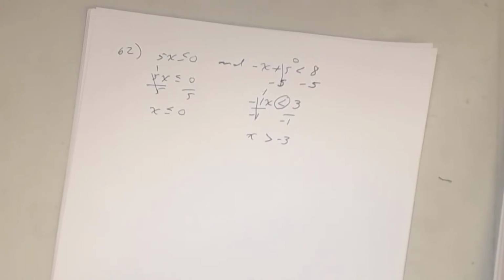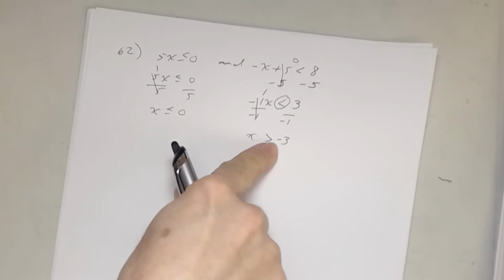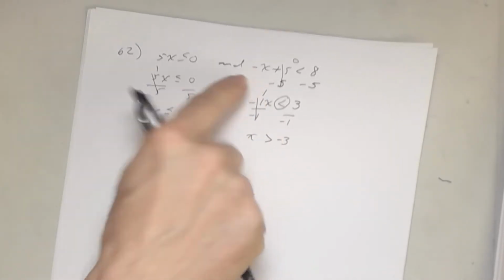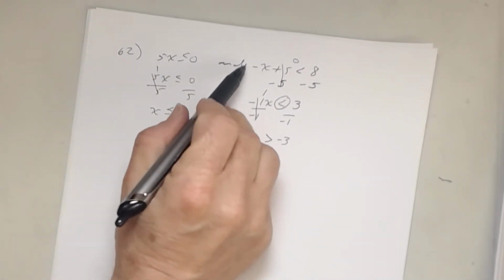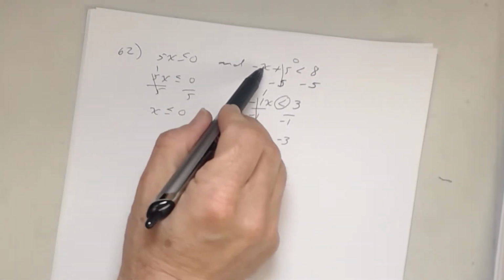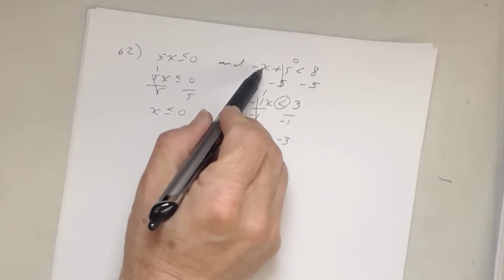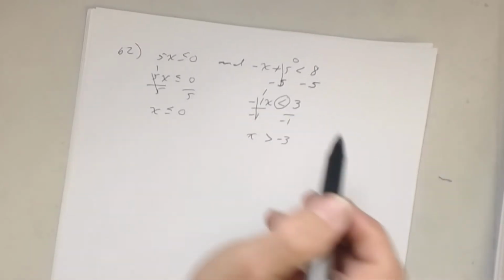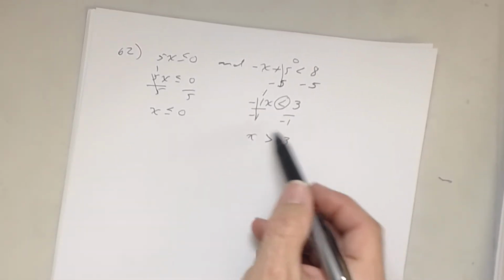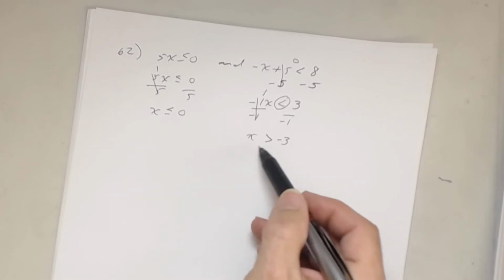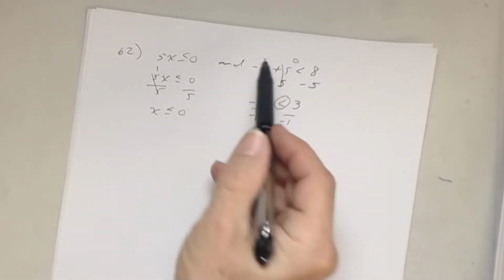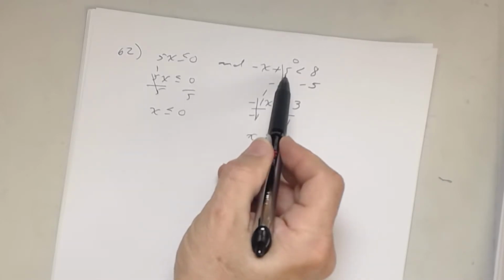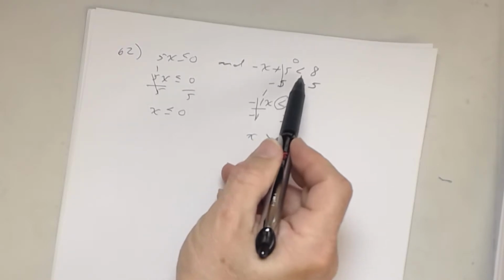And you can check one of them. Let's check negative 1. Let's see why negative 1 works. Remember, this negative x means the opposite of x. So what's the opposite of a negative 1? Positive 1. 1 plus 5 is 6, and 6 is less than 8. Let's see why negative 7 does not work. Negative 7. What's the opposite of a negative 7? 7 plus 5 is 12. Is 12 less than 8?